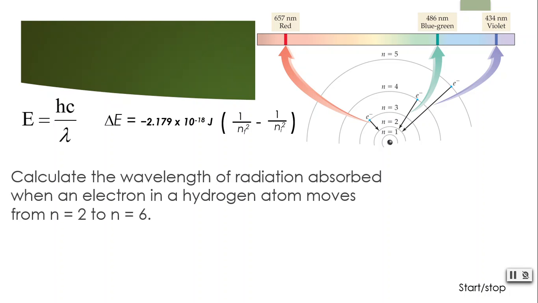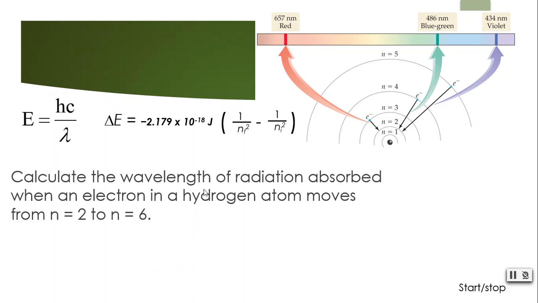So let's practice our skills now and our knowledge from the previous video with regards to the Bohr model of the atom. Let's use that knowledge and these two equations to answer this question, to calculate the wavelength associated with a transition of an electron in the Bohr model of the atom.